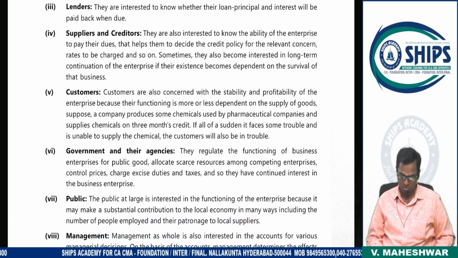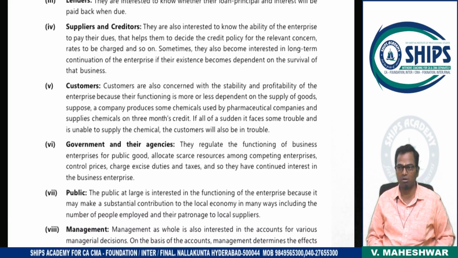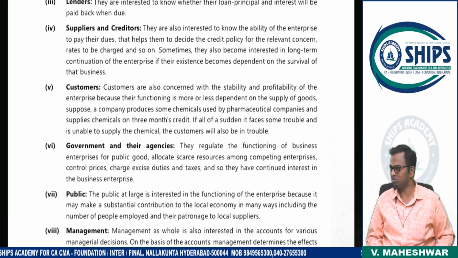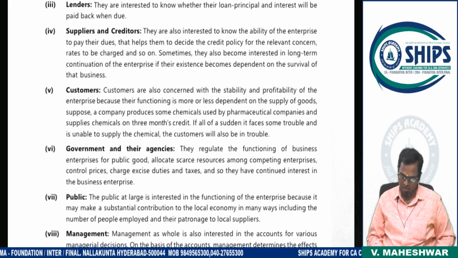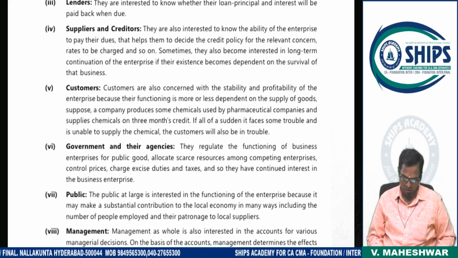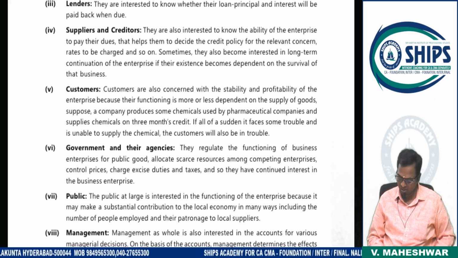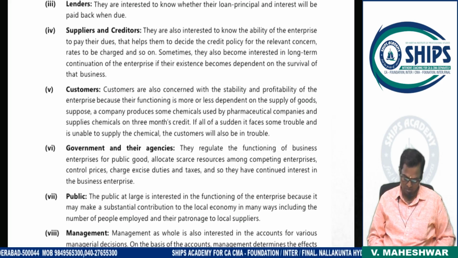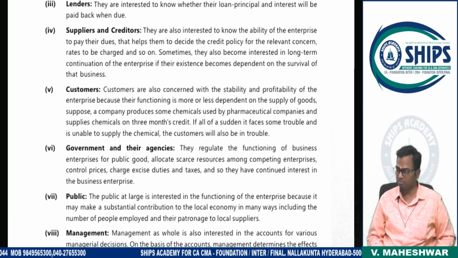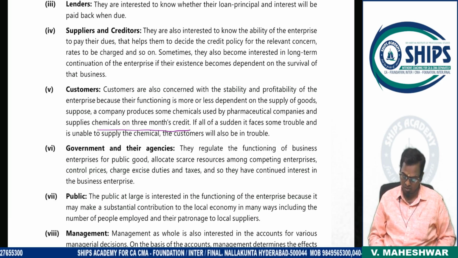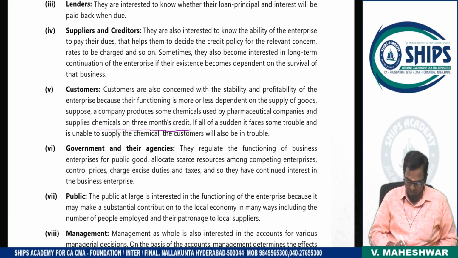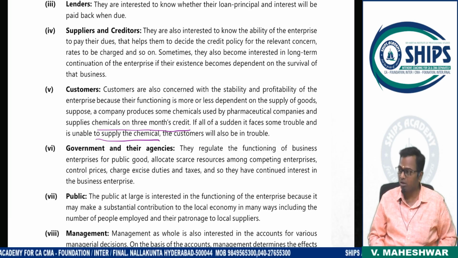Then automatically we know customers. Customer is a god of the business, isn't it? Any business which is run, customer is necessary, sir. So customers are also concerned with the stability and profitability of the enterprise because their functioning is more or less dependent on the supply of goods. Suppose a company produces some chemicals used by pharmaceutical companies and supplies the chemicals on 3 months credit. Just to check, chemical companies, how many months are they giving credit? 3 months credit. If all of a sudden it faces some trouble and is unable to supply the chemical, the customer will also be in trouble.